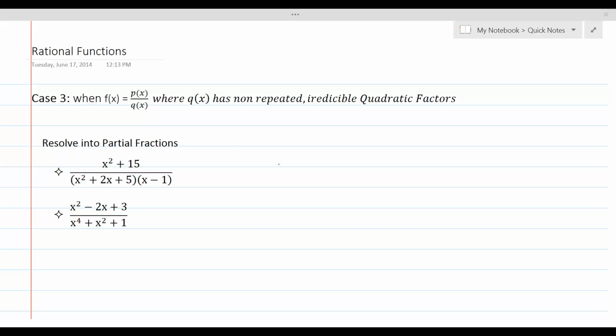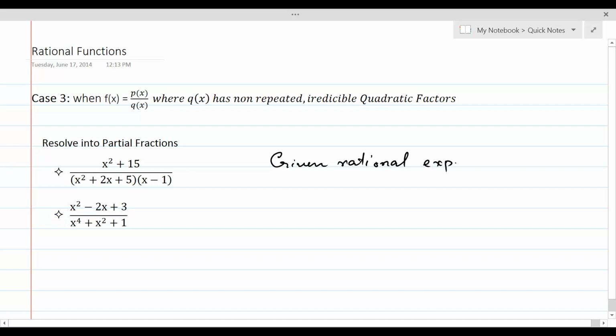In this lesson, we will resolve complex rational expressions to partial fractions where the denominator has a non-repeating irreducible quadratic factor. The given rational expression here is x squared plus 15 divided by x squared plus 2x plus 5 times x minus 1.